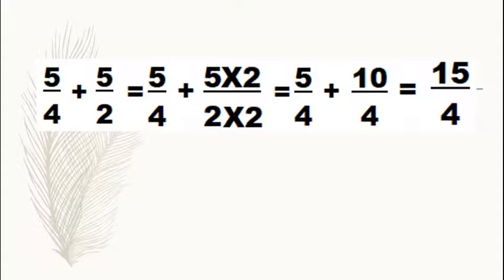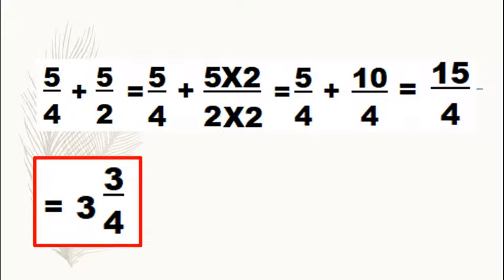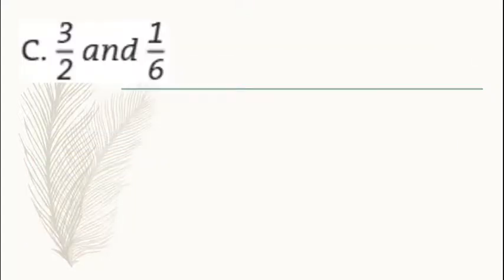By what? By dividing it. 15 divided by 4, we got, very good, that is 3, and the remaining 3, and the denominator should be 4. So the final answer for letter B would be 3 and 3/4. Now let's try letter C.